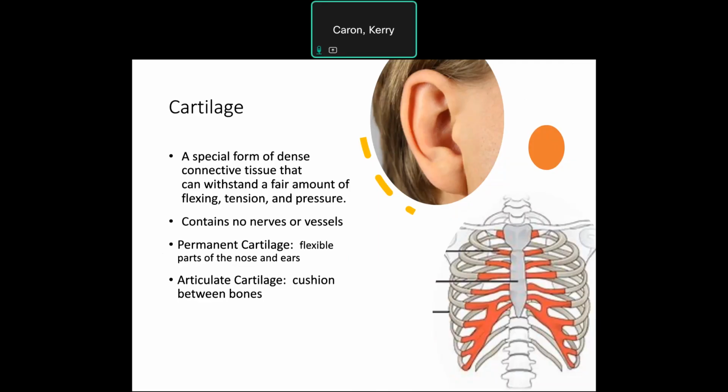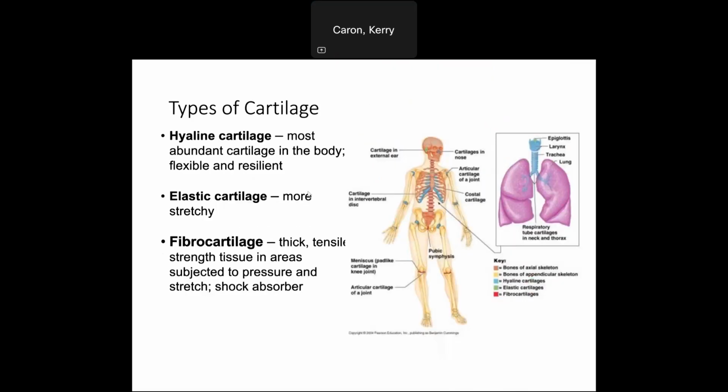Permanent cartilage we have on our ears and our nose, and articular cartilage. So articulation means a joint. So it's a cushion between the bones. So cartilage between bones, we call that articular cartilage. Hyaline cartilage, I think we talked about this in the tissue chapter, is very abundant, it's very flexible, resilient, elastic, being a little more stretchy. Fibrocartilage is thick, tensile, it's strong, it's a shock absorber.